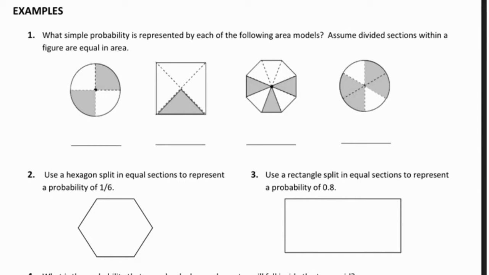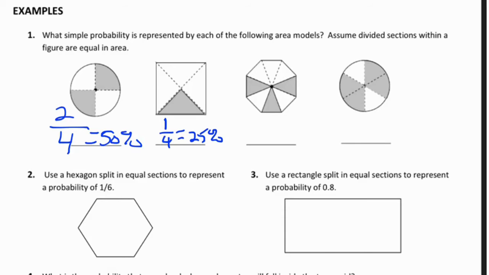Looking at this first one, we have a circle that is divided into 4 different sections, and 2 of those sections are shaded. So the whole thing, all the pieces, is going to be 4, and the 2 shaded portions are going to be 2. That would reduce to 1/2, which would be 50%. The next one is a square divided into 4 equal parts, so 4 goes on bottom, and only one of those is shaded, so that's going to be 1/4. The probability of landing in the shaded area would be 25%.